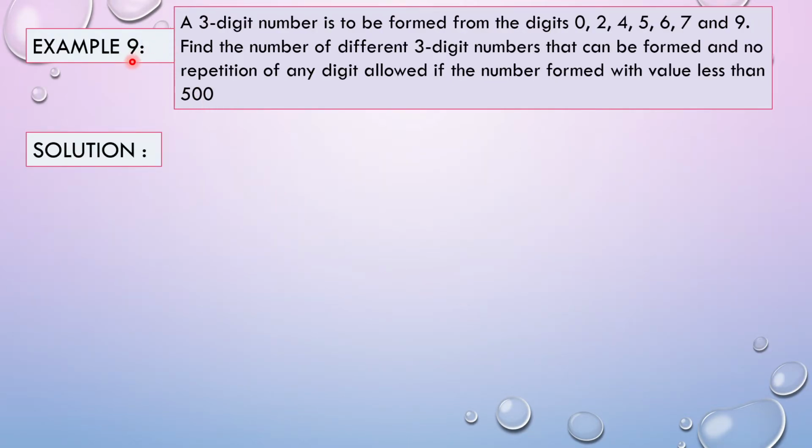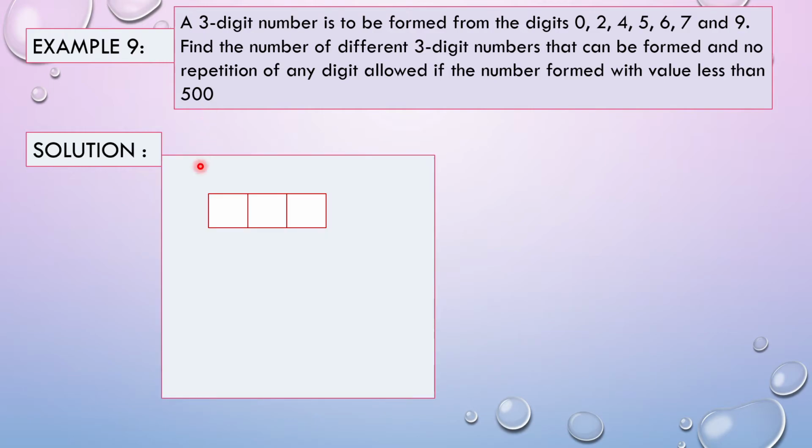Now example 9. A 3-digit number is to be formed from 0, 2, 4, 5, 6, 7 and 9. Find the number of different 3-digit numbers that can be formed, with no repetition of any digit allowed, if the number formed has a value less than 500. Okay, so let's see. We want to find a 3-digit number, so you prepare 3 empty boxes.